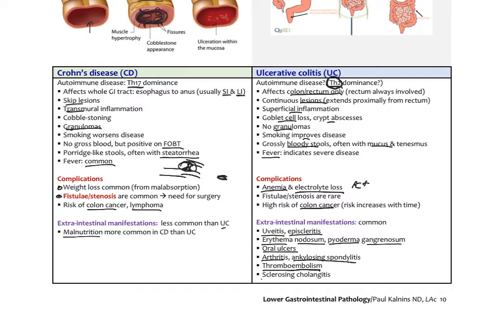And then sclerosing cholangitis, which is an autoimmune condition of the bile ducts, and that can cause narrowing. It's actually more correct to say it's an inflammation of the bile ducts, not necessarily autoimmune. So that's sclerosing cholangitis. These are all what we call extraintestinal manifestations, more common in UC than Crohn's.